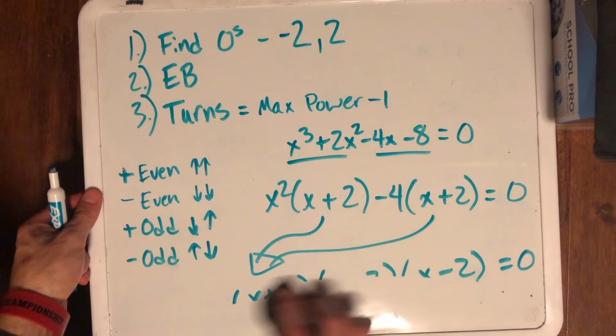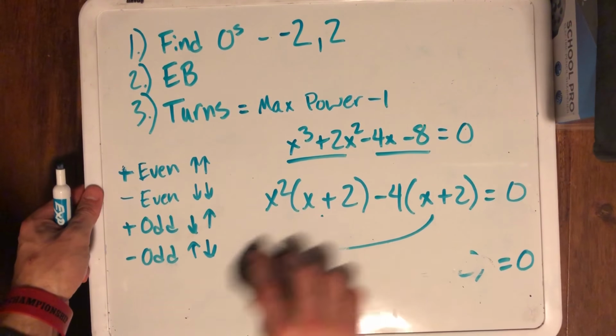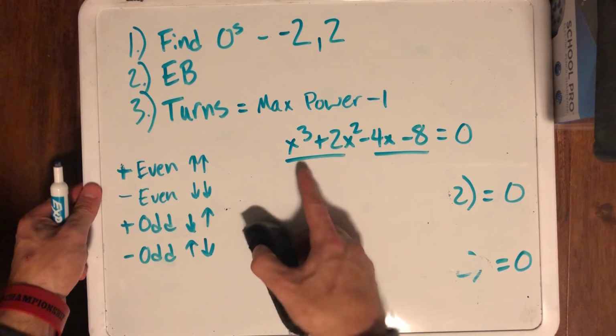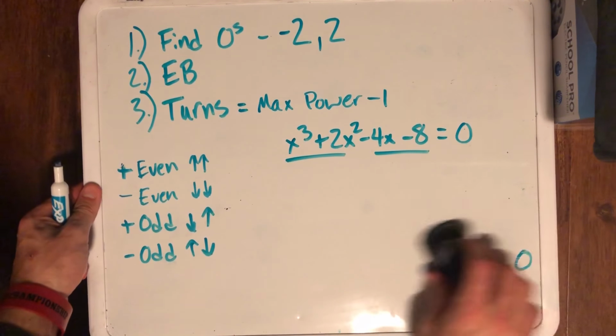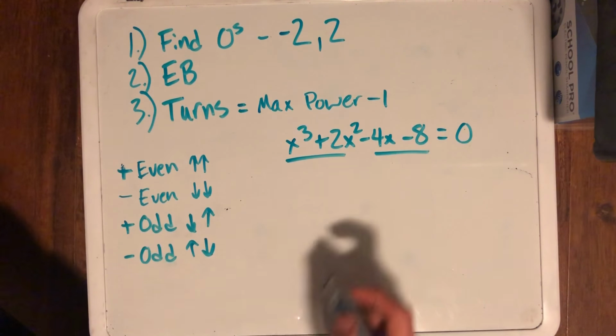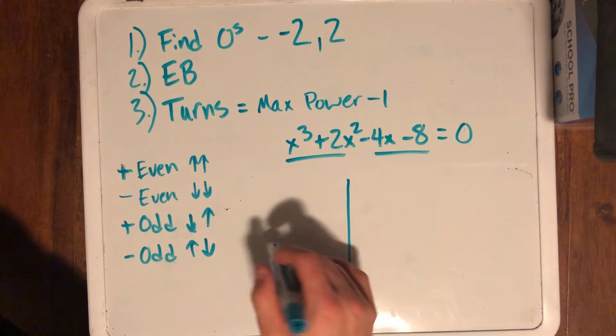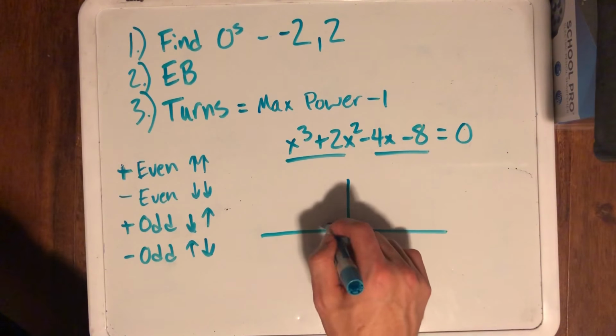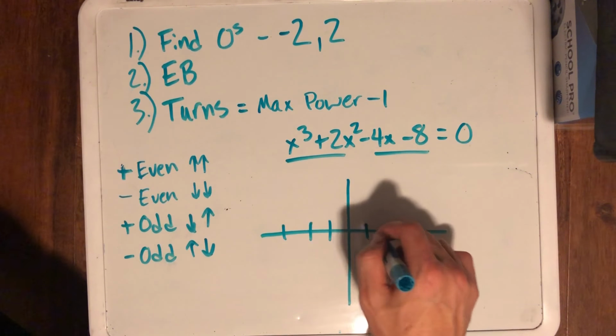So now we found our zeros, okay? And this one's a little different from the last one. The last one had an x cubed in the front, and we had 3 zeros. This one has an x cubed in the front, and it only has 2 zeros. So what does that mean exactly? Well, it means you get a little more freedom with your sketching.